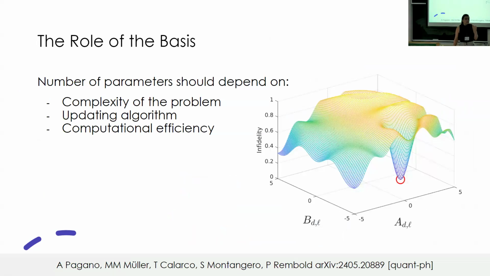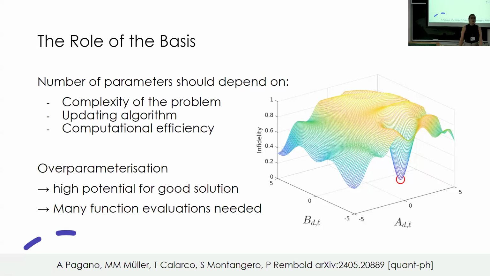So in general, if you think about how many basis elements you want to choose, you should think about the complexity of the problem, right? If you have too few elements to solve it, then you can't. Also about the kind of updating algorithm you're using, because some can take more parameters, some fewer, and the computational efficiency. And often it's a good idea to over-parameterize, because then you have a high potential to find a good solution, but you also tend to need a few more function evaluations.